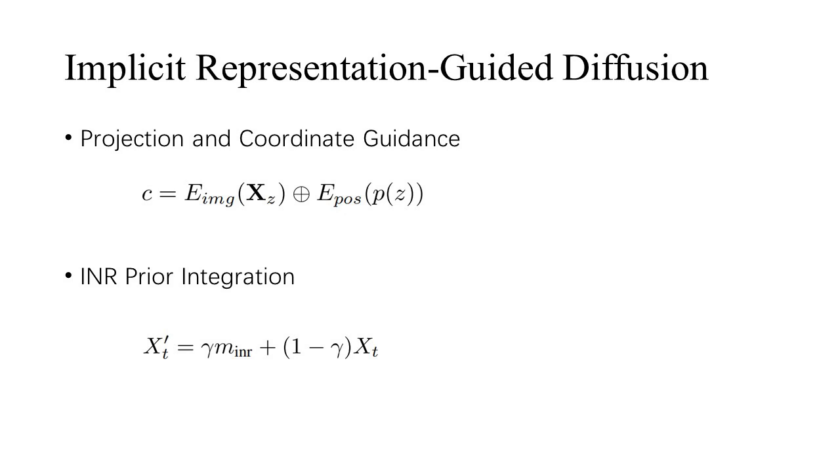We use two encoders to transform 2D projections and 3D coordinates into conditioning information C, where projections provide content details and coordinates offer spatial context of the 3D volume. We enhance the diffusion process by integrating outputs from the implicit neural representation, INR, as prior knowledge, specifically blending INR outputs linearly with noisy images X_T before denoising. This method enables the diffusion model to utilize structural information from INR effectively, overcoming the challenge of limited 2D input projections and improving the generation of accurate 3D structures.